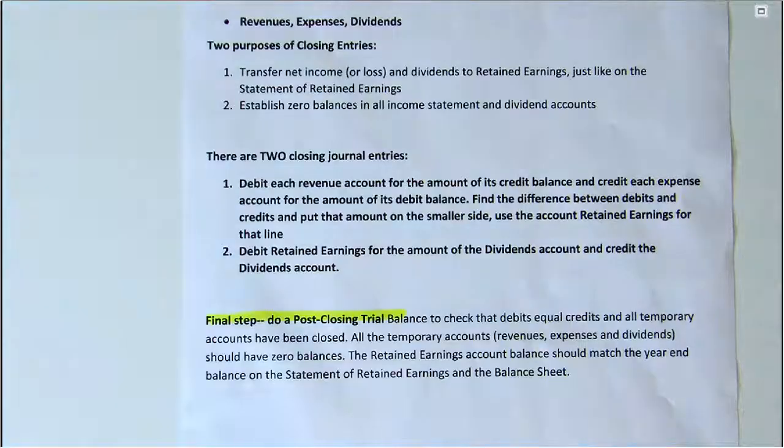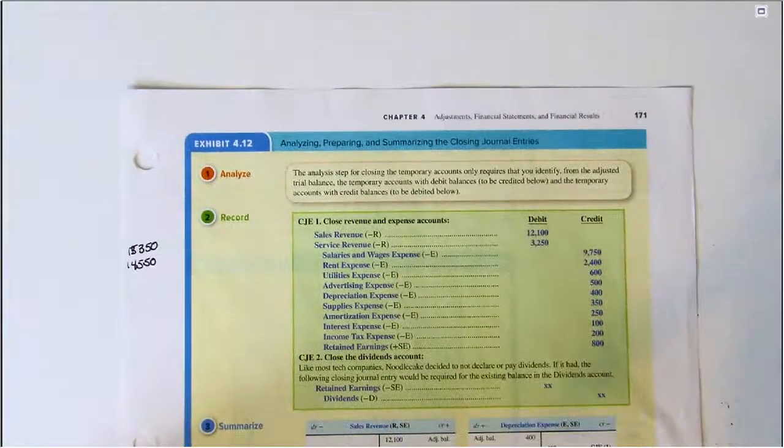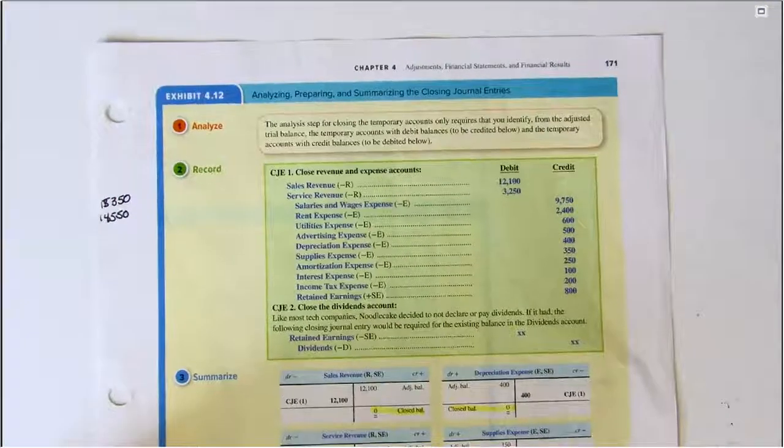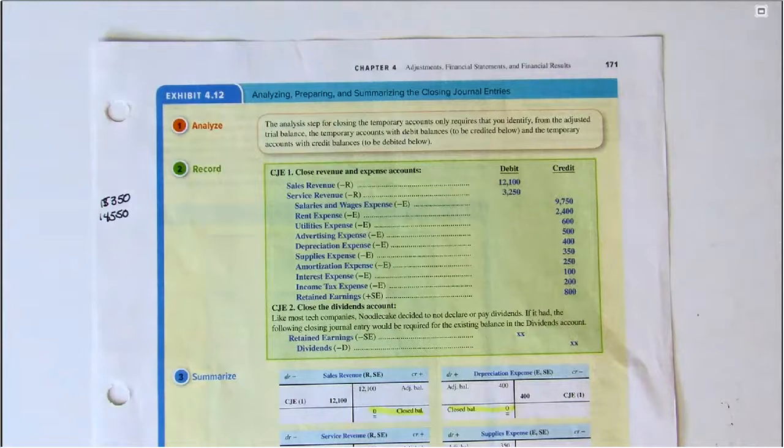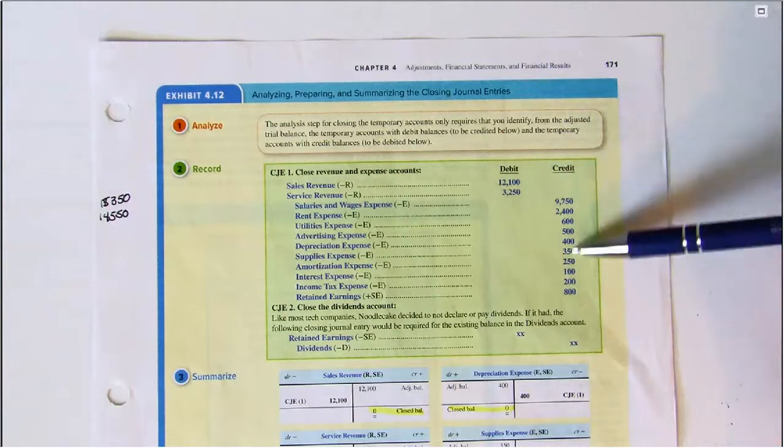Okay, so let's take a look at page 171 in our text. And on page 171, we have the 2 closing journal entries. We're going to take our account balances and we're going to debit each revenue and credit each expense.